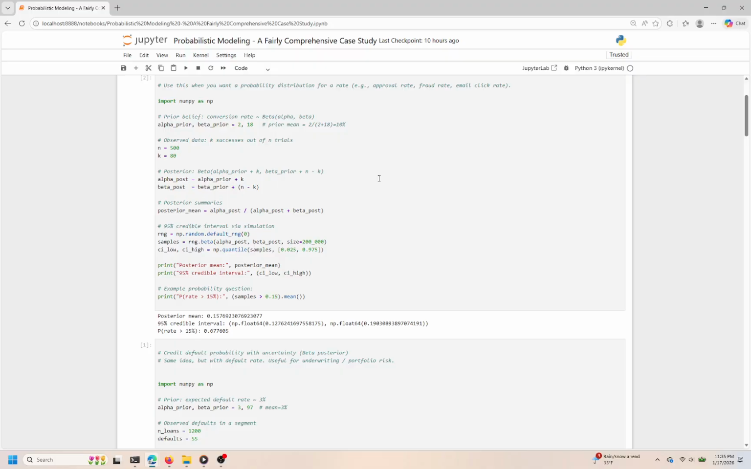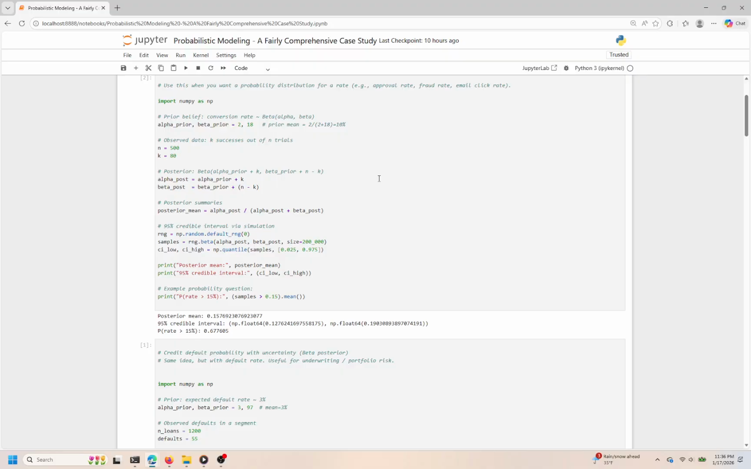Next, we introduce the observed data. We've conducted 500 trials and recorded 80 successes, which provides us with concrete evidence to update our beliefs. The core of Bayesian inference comes into play when we compute the posterior distribution. Using our prior parameters and the observed data, we adjust the alpha and beta values to create a new beta distribution that encapsulates both our prior belief and the data we've gathered.